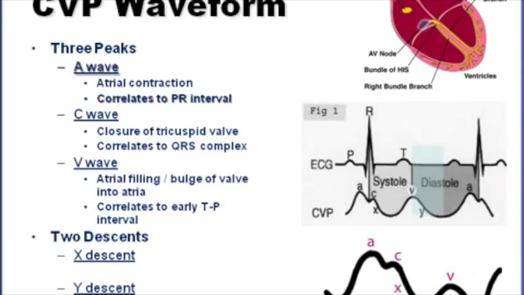Okay, so why do we care? Because if you look at the waveform, you see that there's a whole bunch of little squiggles. And again, the importance of monitoring the CVP waveform or interpreting it is that we're finding the A wave, and we're going to take the mean of the A wave. So you wouldn't want to take a mean of the V wave or the C wave, because that wouldn't be the accurate reading that we're looking for. All right, and then the two descents. The X descent represents atrial relaxation, and then the Y descent is the tricuspid valve reopening.